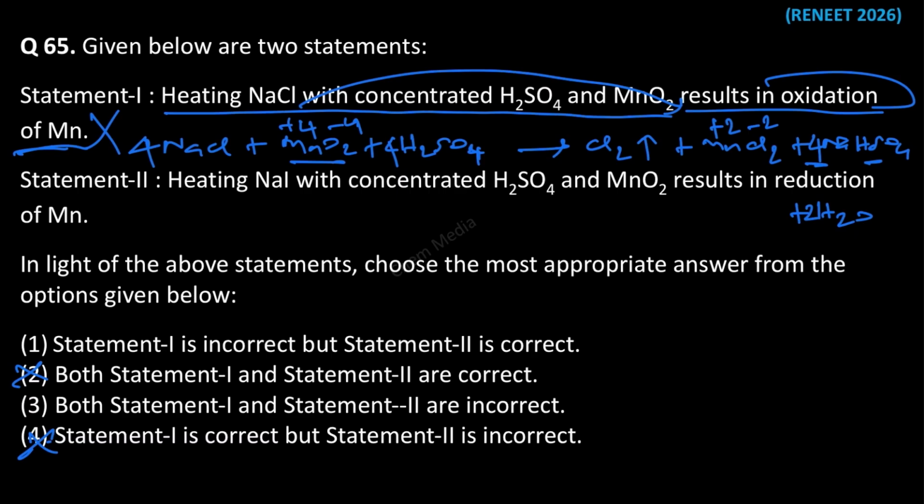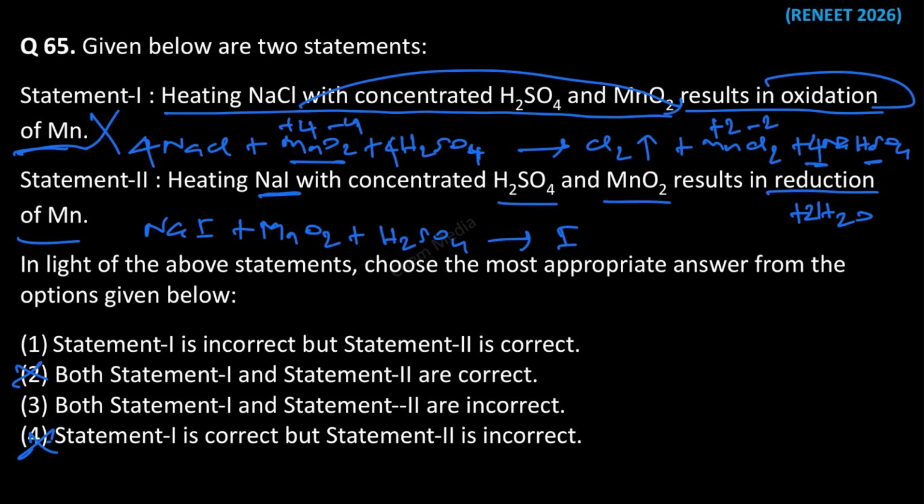And now in the next case we are heating sodium iodide with the concentrated sulfuric acid and MnO2, that results in the reduction of Mn. This should be correct, because now if we write the reaction, instead of NaCl we have NaI, which means I2 would be released. We have MnO2 plus H2SO4, so iodine gas will be liberated and we would get sodium bisulfate once again.